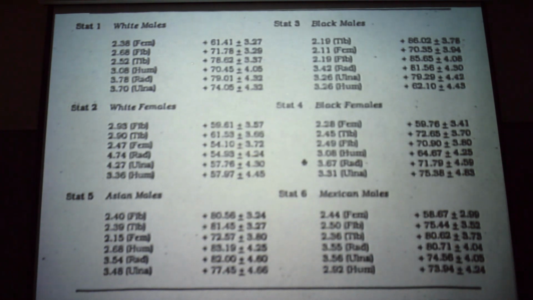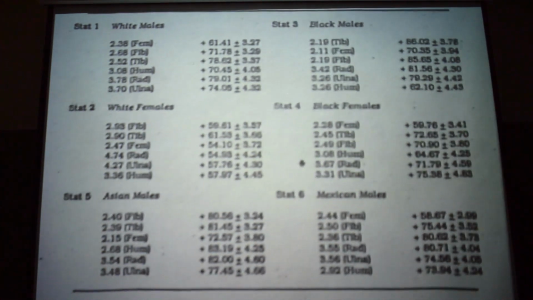If you look here, you'll see these regression formulas show different bones. I'll start with the white male up there. Fem, Fib, Tib, Hum, Rad, and Ulna. You should guess what those are, or actually I should say you should know what those are after your midterm. Of course, femur, fibula, tibia, humerus, radius, and obviously the ulna.